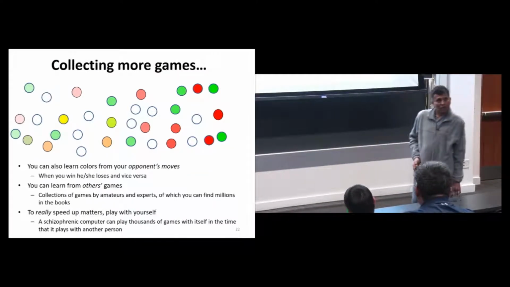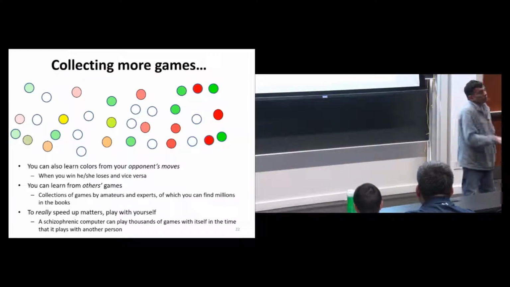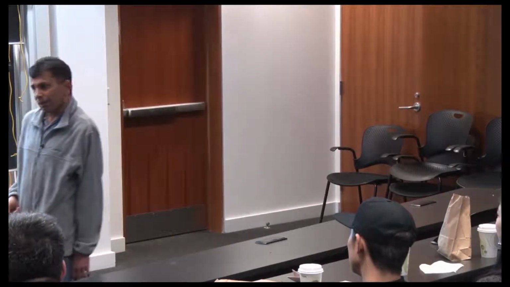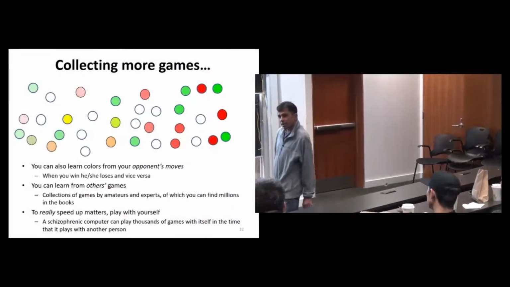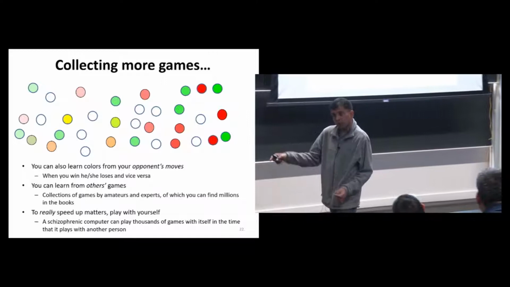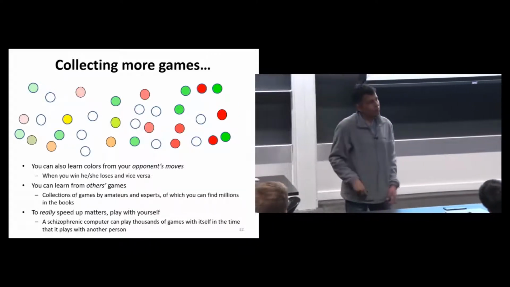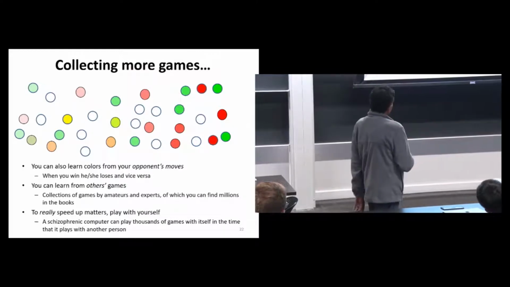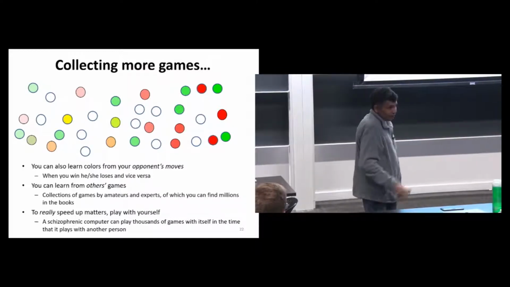You can do more. You can also learn colors from your opponent's moves. If you won, it meant that your opponent lost. If you lost, it meant that your opponent won. So you can go back and use that to assign color. Then you can also learn from other games. You can watch how other people play. And you can say this sequence of moves won, this sequence of moves lost. You can add color. You can go pick up books. You can read books. You can do the same thing. You can learn from experience and keep adding stuff.